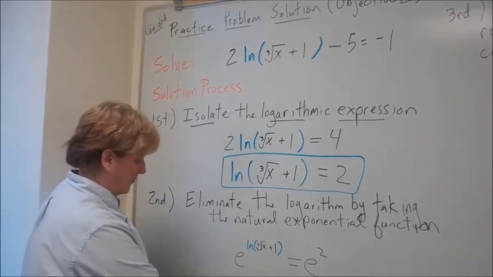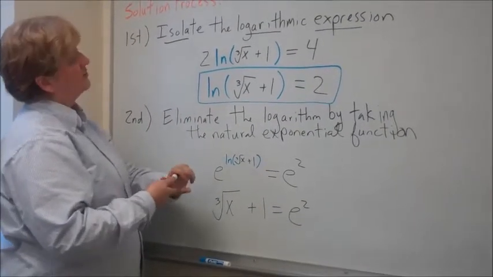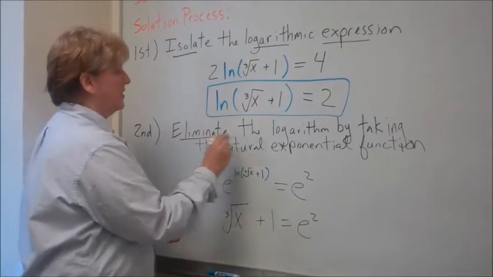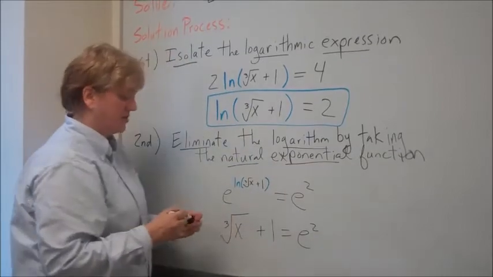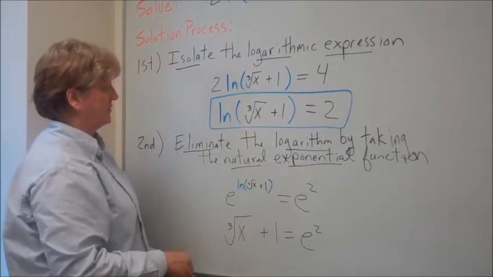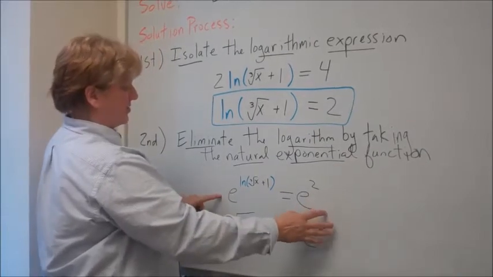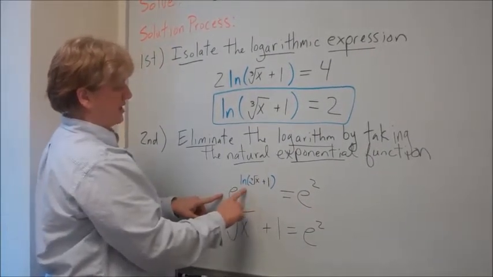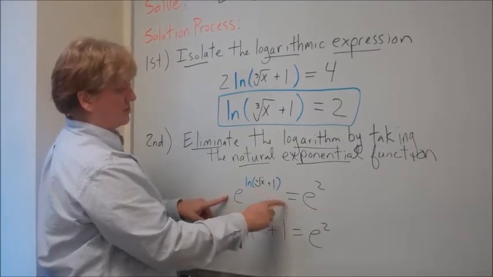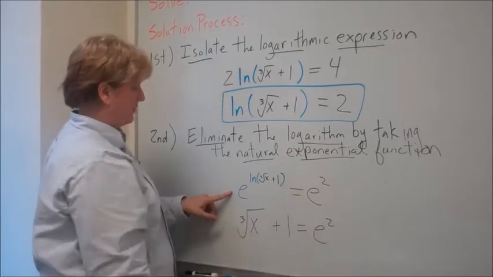So the next step, exactly the same as Objective 1, is that we need to eliminate the logarithm by taking the natural exponential function of both sides of the equation. So here's our equation. We apply e to the x, the exponential function, to both sides. So e to the natural log of the cube root of x plus 1 equals e to the right-hand side, which was 2, so e squared.